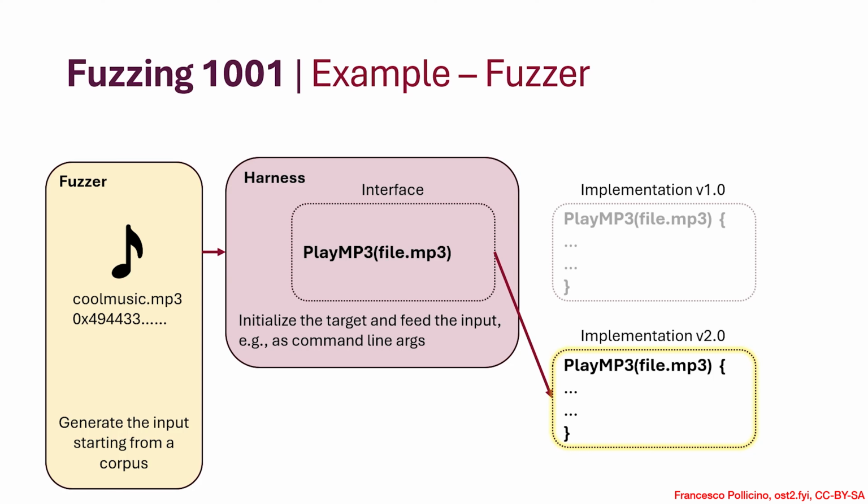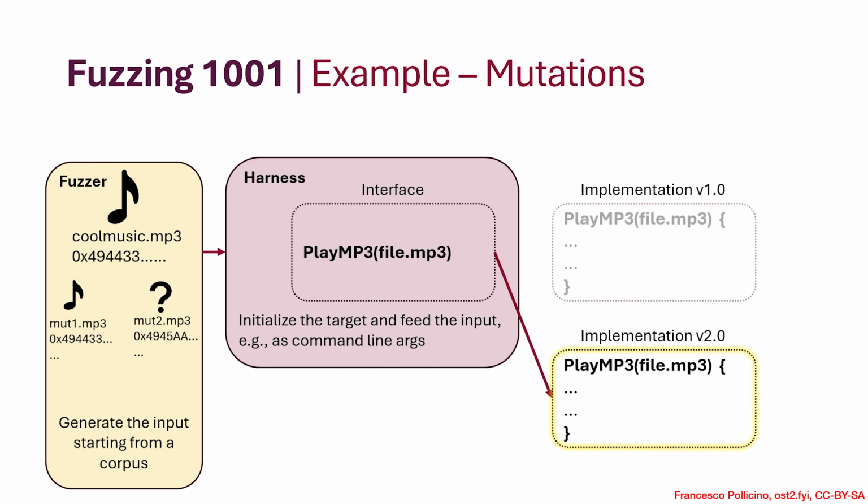But how do we create new inputs? We need to mutate the initial corpus. However, not all mutations are useful. For example, in the picture, we can see that the mutation number 2.mp3 file has different magic bytes, which makes it unplayable. As a result, the player simply rejects it. In the next video, we will explore the mutation fuzzing process in more detail.